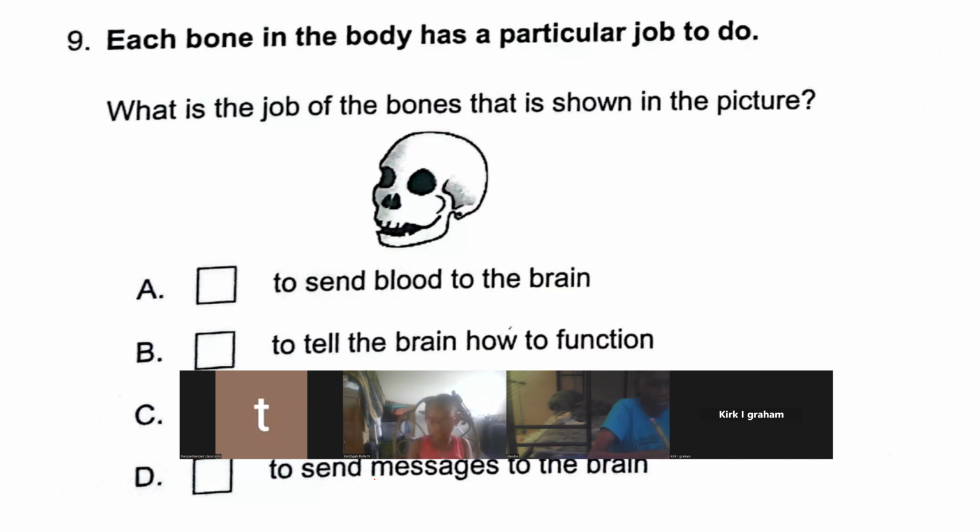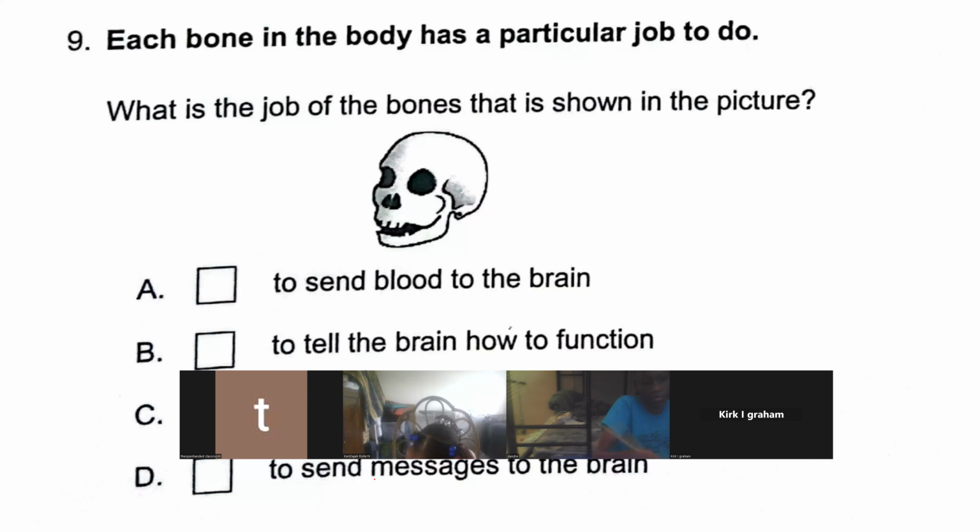I'm finished reading it. Did you read the options? No, right? I did read the options. You said you read to send blood to the brain and to tell the brain how to function. You read that? Yes, sir. For real? My goodness. Read it again, please. I didn't hear you.